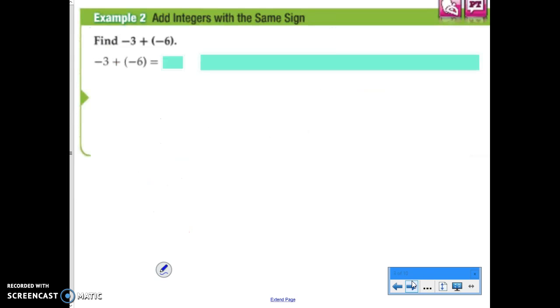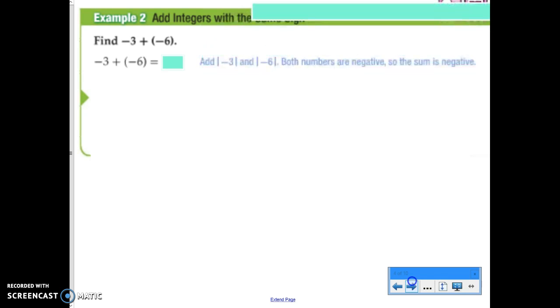Example 2 says adding integers with the same sign. So let's take a look at what we're supposed to do. We have -3 plus -6. So the first step is we're going to add the absolute value, excuse me, of -3 and the absolute value of -6. Since both of those integers are negative, the sum also has to be negative. Okay, so you can automatically put a negative sign in for your sum. I know that the absolute value of -3 is 3, and the absolute value of -6 is 6. And when I add those two together, I get 9 for my answer. So I get a -9. If I go ahead and check my work here, I can see that it's correct.